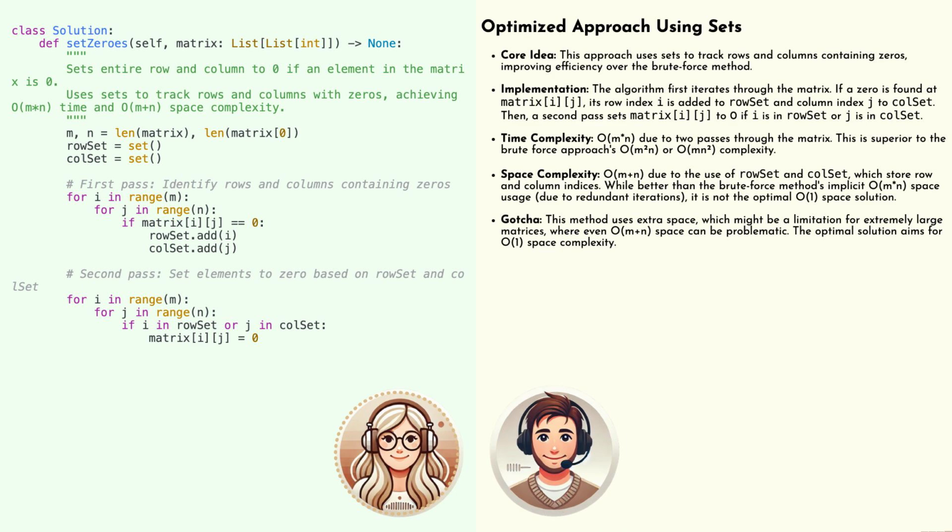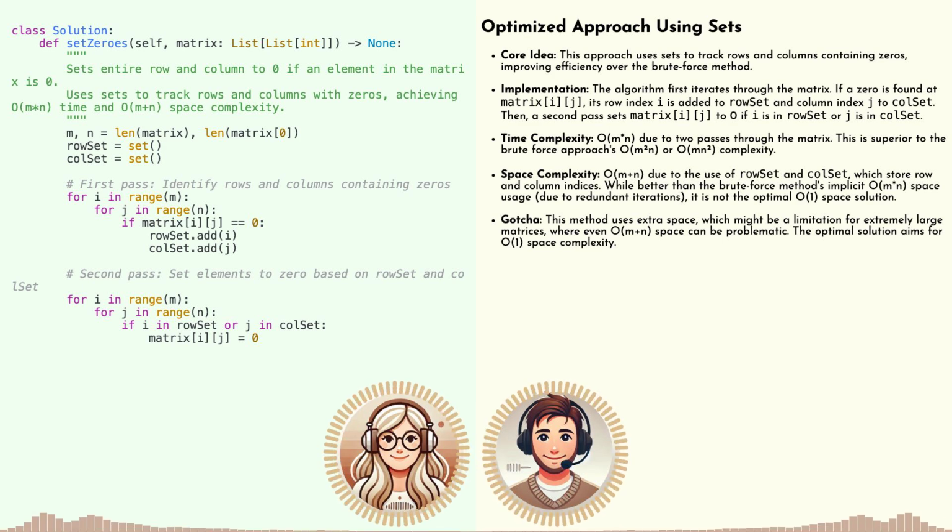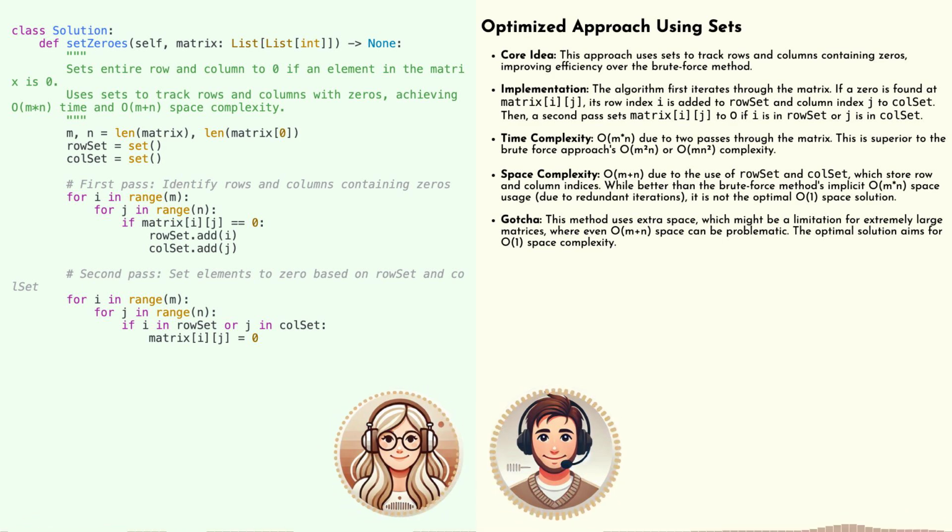So it's like creating 2 checklists. Exactly. One for rows and one for columns. And every time you find a 0, you mark the corresponding row and column on your checklists. Precisely. Then in a second pass through the matrix, you can simply check if the current cell's row and column indices are in their respective sets. If either one is present, you need to set that cell to 0.